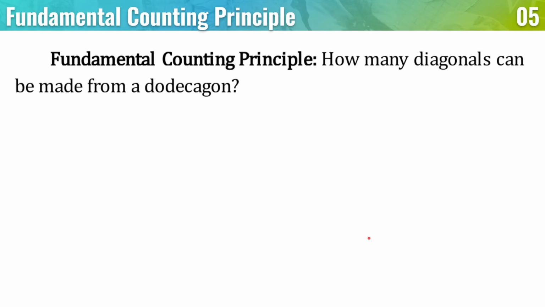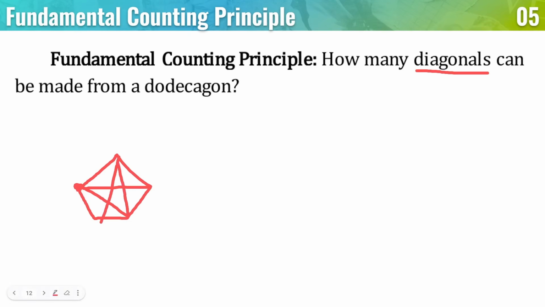So for number 5, how many diagonals can be made from a dodecagon? So first, let's tackle the concept of diagonals. A diagonal is something that is drawn between two vertices on a shape. Specifically, it cannot be drawn from a vertex to itself or to its neighbors. So for example, we have this pentagon here. We cannot draw to this vertex, and we cannot draw to this one or this one, but we can draw here. So repeating this for all of the points, we eventually get this. So there are 5 diagonals in this pentagon.